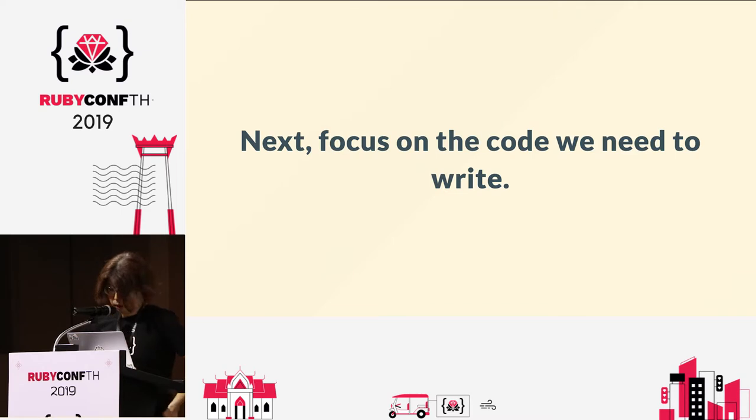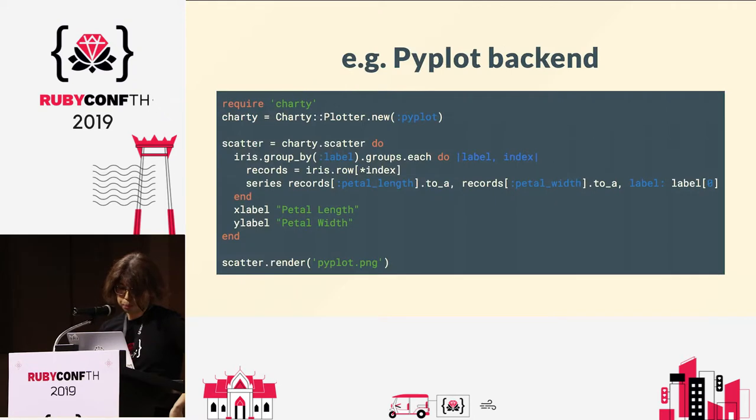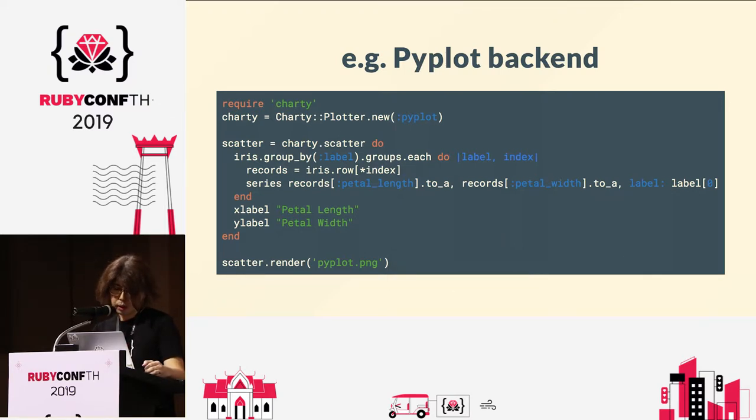Next. Focus on the code we need to write. These are the output images. What code do we need to write? This is a PyPlot backend example. Require Charty, create an instance, set data, and call the render method with a save file name.